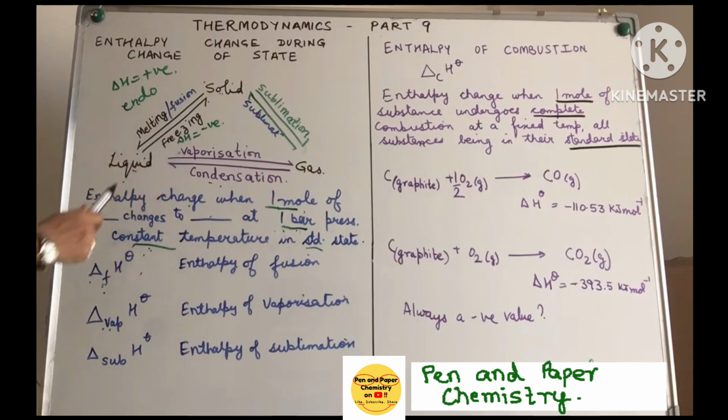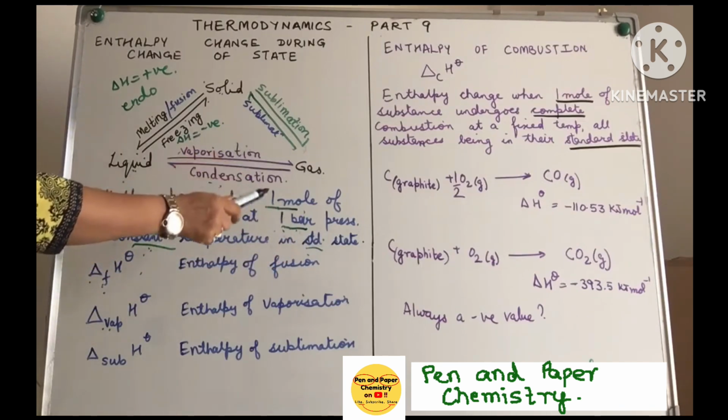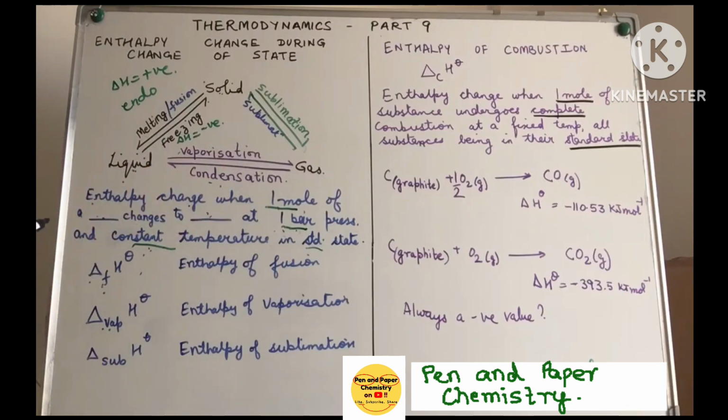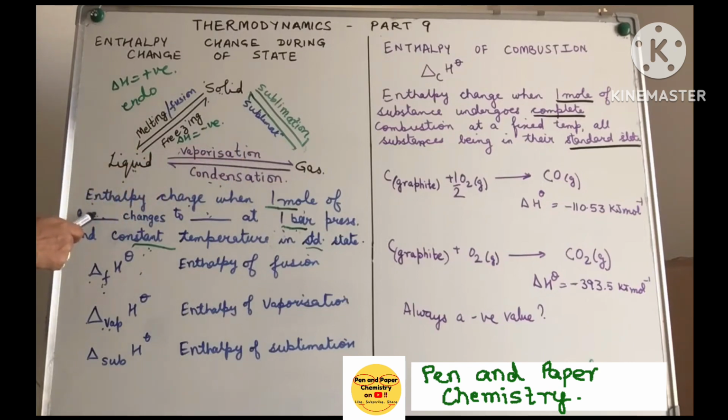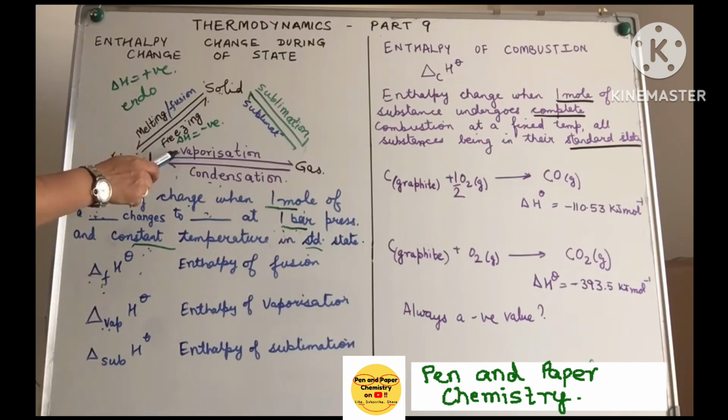Enthalpy of vaporization. Enthalpy change when 1 mole of a liquid changes to gas or vapor at 1 bar pressure and constant temperature in standard state is what we call enthalpy of vaporization. Supposing you have to define enthalpy of condensation. Simply reverse. What do you put over here? For condensation, yes, gas changes to liquid and that will be called enthalpy of condensation. Enthalpy of condensation is nothing but the same value as enthalpy of vaporization but with the opposite sign. Here it will be negative, here it will be positive.